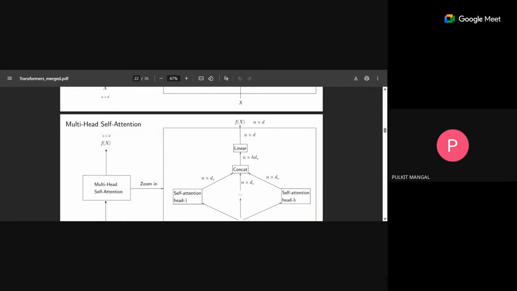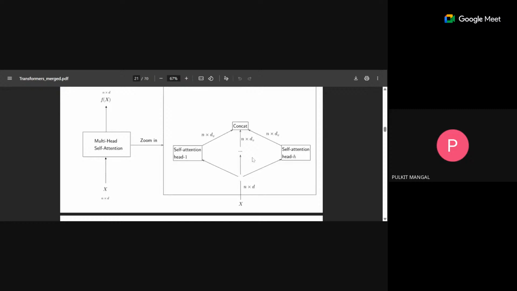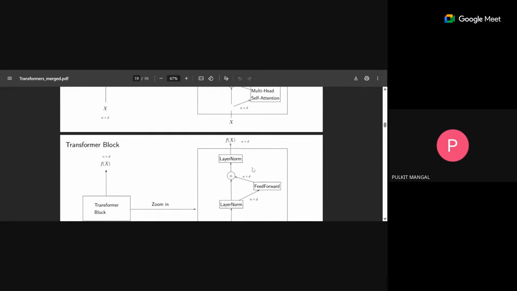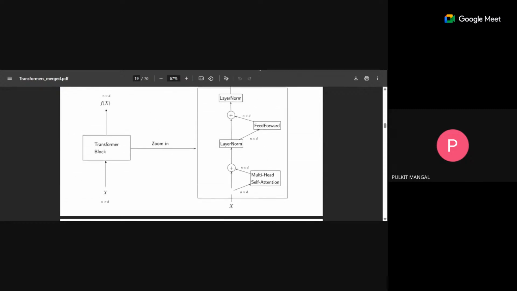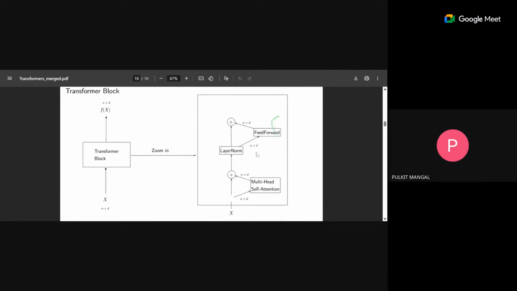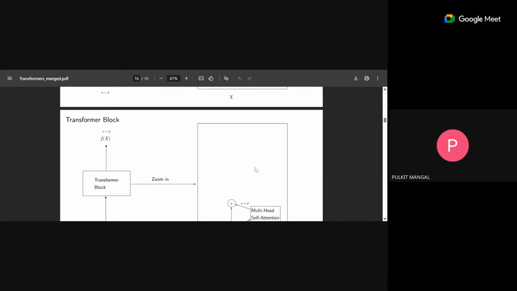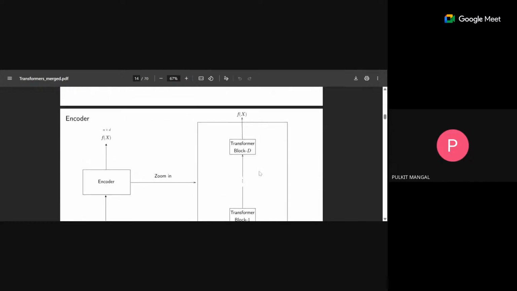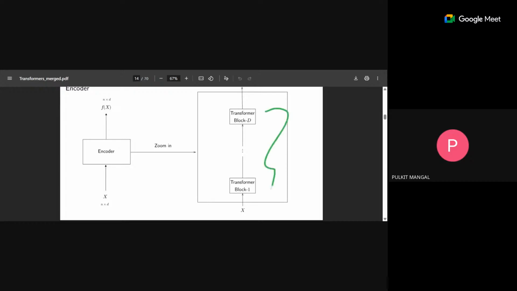You do this process multiple times, that is, you stack multiple such things, and then pass it to the feed forward network, and after that you will have repetition of these transformer blocks here. So that's the architecture of the encoder part.